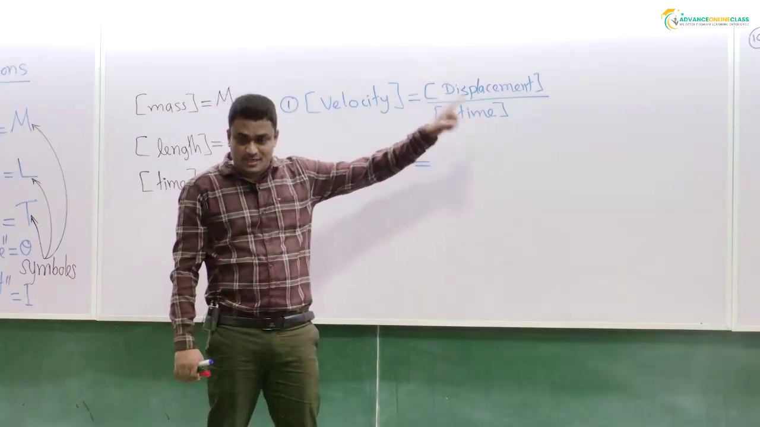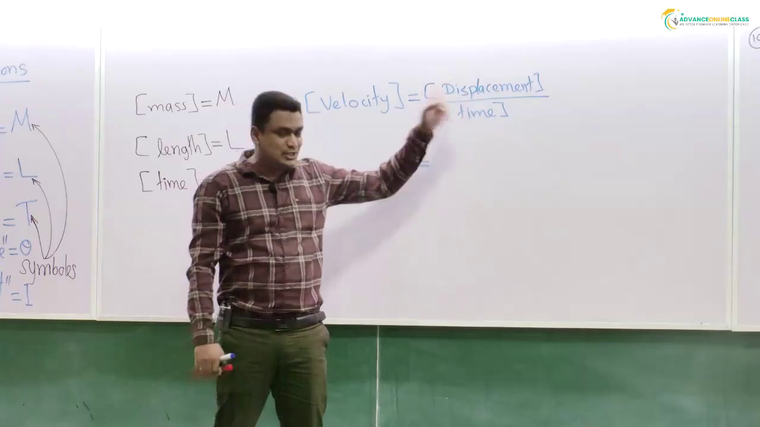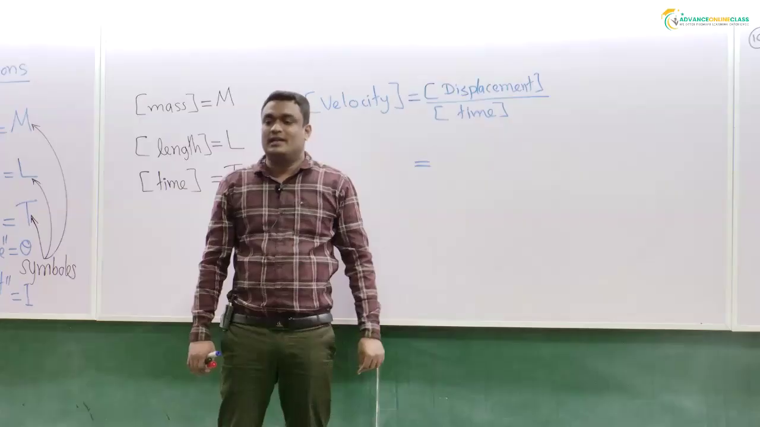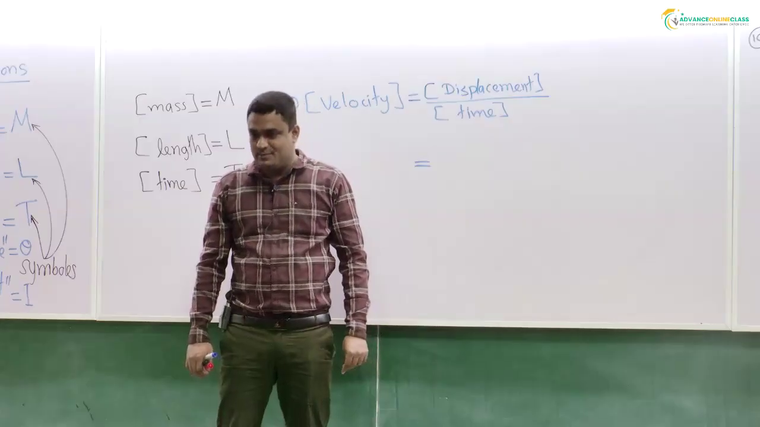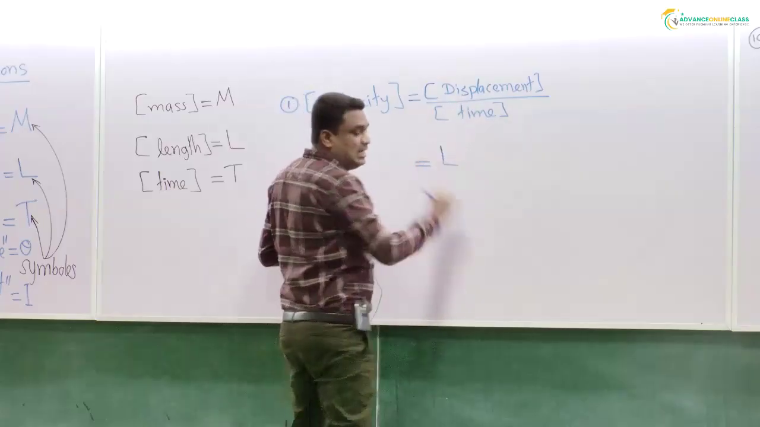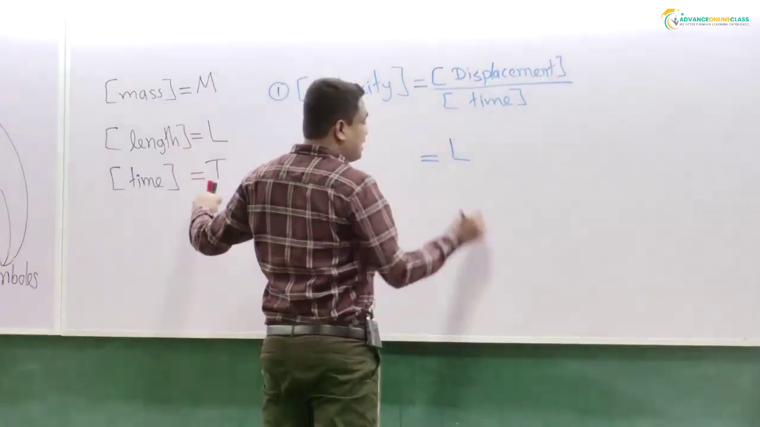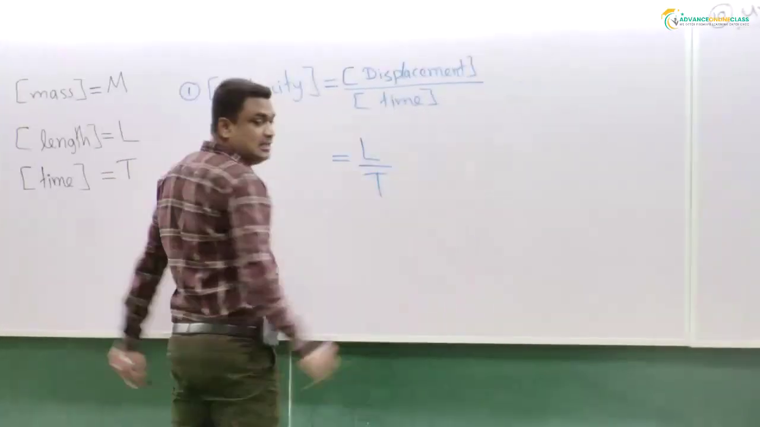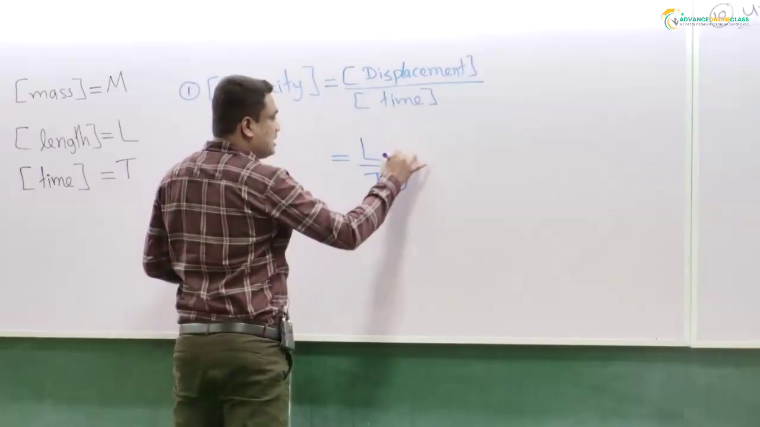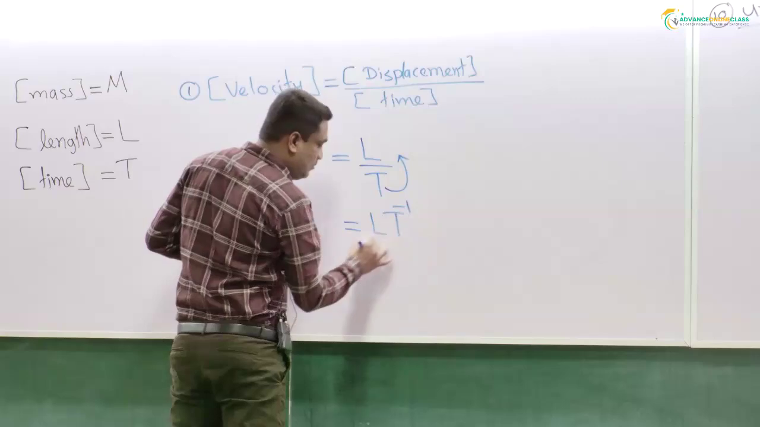Displacement is the shortest distance. Distance is the length of a path. Therefore, displacement is some kind of length. Am I right, dear? Displacement is some kind of length. Therefore, dimensions of displacement is capital L. Dimensions of time is capital T. T comes up, then you get the equation L T to the power minus 1.